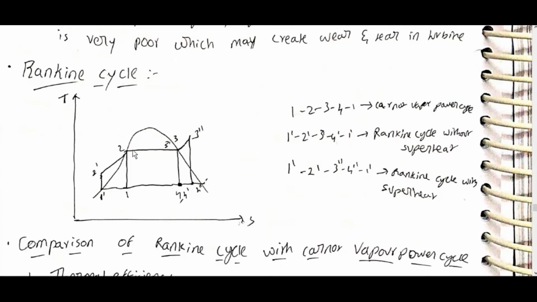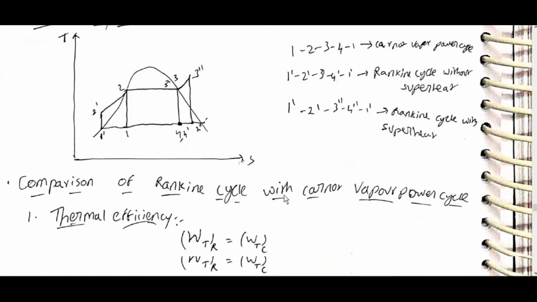Rankine cycle, T-S diagram. 1 2 3 4 1 is the Carnot vapor power cycle. 1 prime 2 prime 3 prime 4 prime 1 prime is the Rankine cycle without superheat. 1 prime 2 prime 3 double prime 4 double prime 1 prime is the Rankine cycle with superheat.